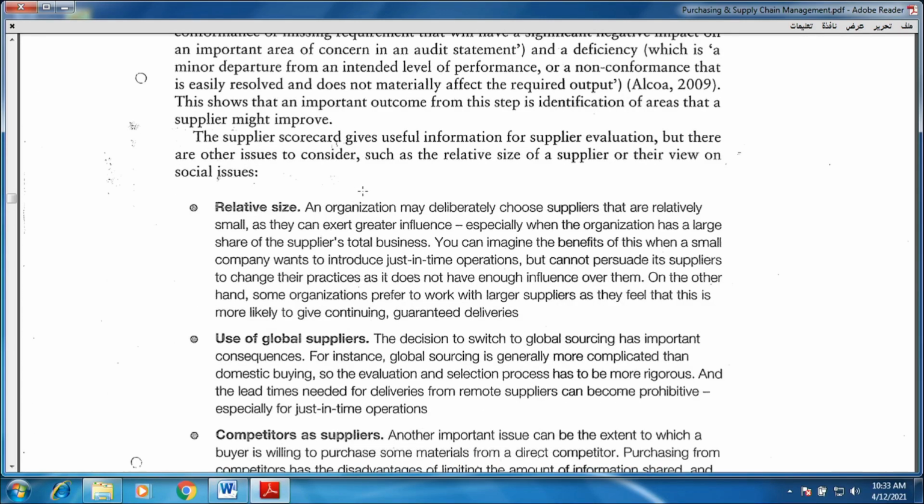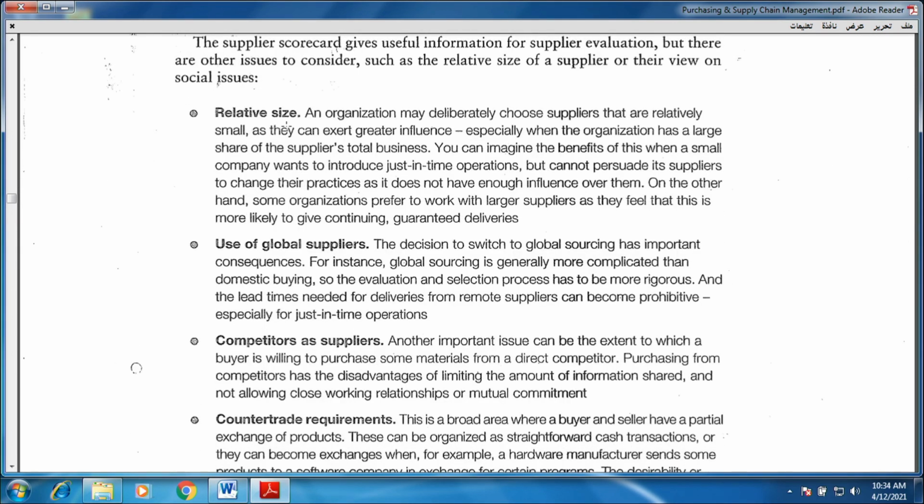So usually the supplier scorecard gives us very important, useful information for the supplier assessment or evaluation. But still, there are some issues to be considered by the top management and the committee that do this assessment of the supplier's ability. We need to assess, first of all, relative size. Sometimes we have 2 or 3 suppliers with numbers in their scorecards close to each other. So which one to select?